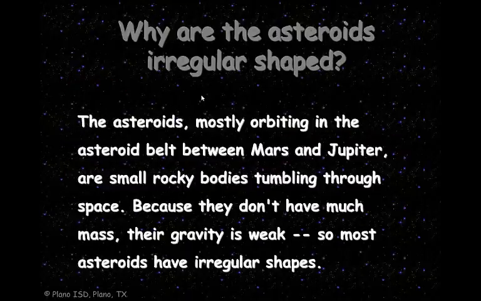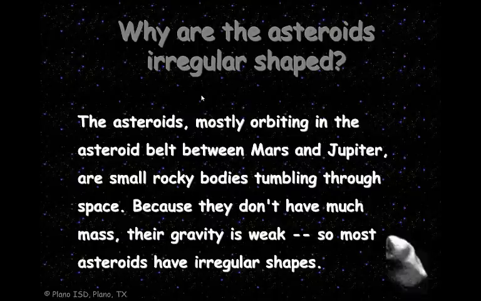Why are asteroids irregularly shaped? The asteroids, mostly orbiting in the asteroid belt between Mars and Jupiter, are small rocky bodies tumbling through space. Because they don't have much mass, their gravity is weak, so most asteroids have irregular shapes. We'll talk more about asteroids a little bit later, but there's a picture of one.